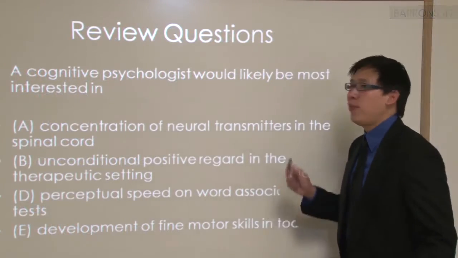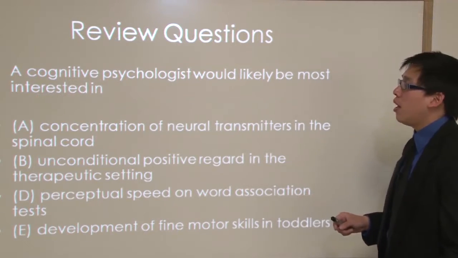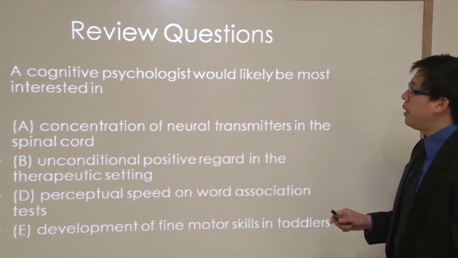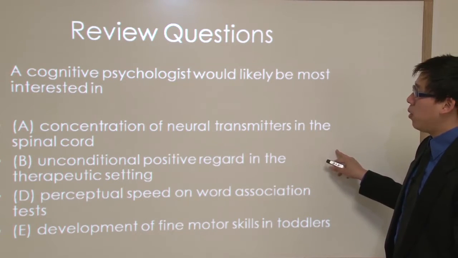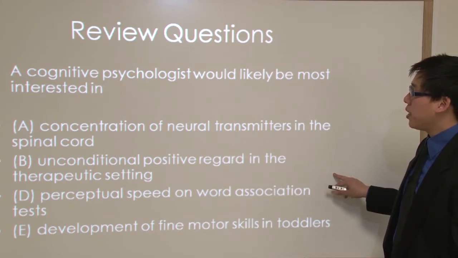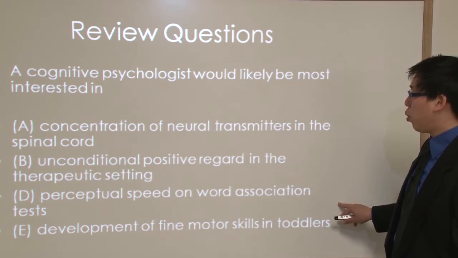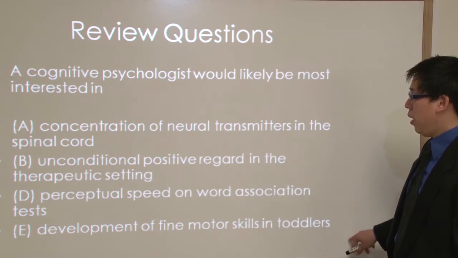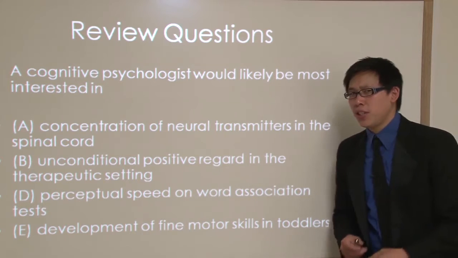Before we move on, let's have some review questions about some of these concepts we learned about. So first question, a cognitive psychologist would most likely be interested in what? Concentration of neurotransmitters in the spinal cord? Unconditioned positive regard in the therapeutic setting? Perceptual speed on word association tests? Or development of fine motor skills in toddlers? It's a very good question. Let's think about it for a moment.